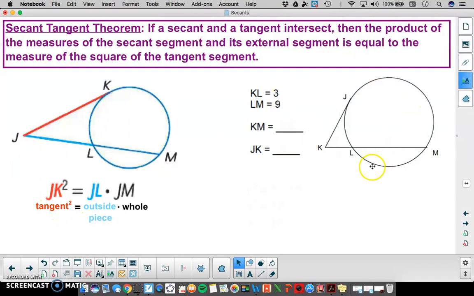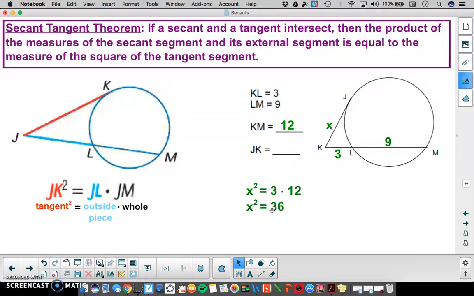So in this example here, I'm given that KL is 3, LM is 9. We're first asked to find KM. That's just going to be 3 plus 9, which is 12. Then we're asked to find what JK is. JK is the tangent segment here. So we'll have the tangent squared, x squared, equal to our outside times the whole. So we'll have x squared equals 3 times 12.